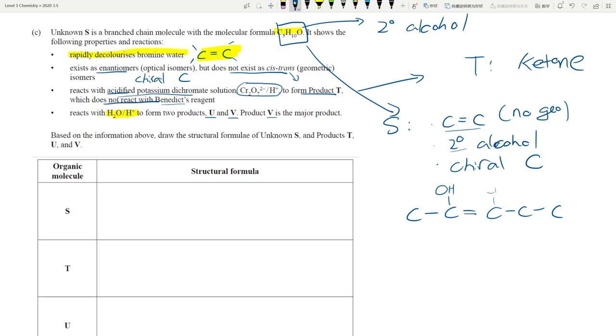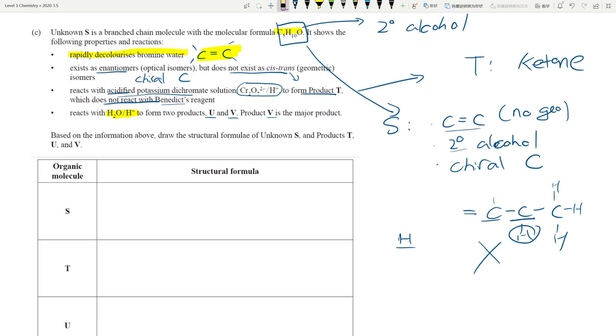That's not going to work, because do I have a chiral carbon? I don't have a chiral carbon. So what is a chiral carbon? A chiral carbon is a carbon atom that's bonded to four different groups. So this doesn't work. Why is that? Because this carbon is bonded to three H's. That's not a chiral carbon. Double bonded carbons can't be chiral carbons. This carbon is bonded to two H's, so it's not a chiral carbon either. It has to be bonded to four different things. So this particular molecule is going to be wrong.